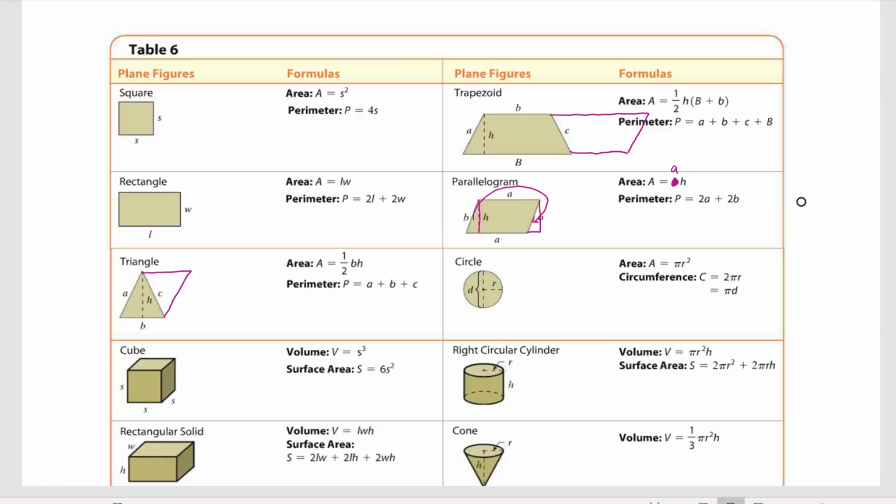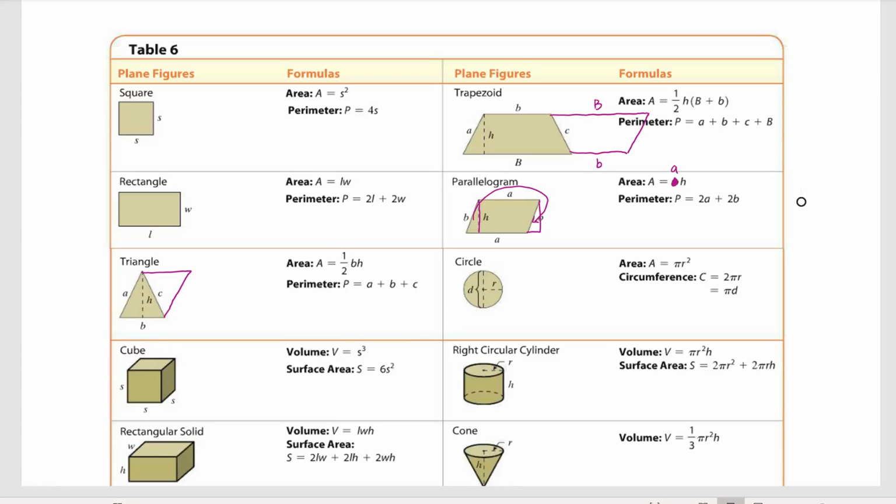Okay, if we have two copies, then this is B. You can see here, after we get two copies of the trapezoid, we actually get a parallelogram. And what is the area of a parallelogram? Base times height. So the new base is actually capital B plus small b. And so the trapezoid is half of the parallelogram, and the area of the parallelogram is capital B plus small b times h. And the perimeter is you add those four sides up, right?